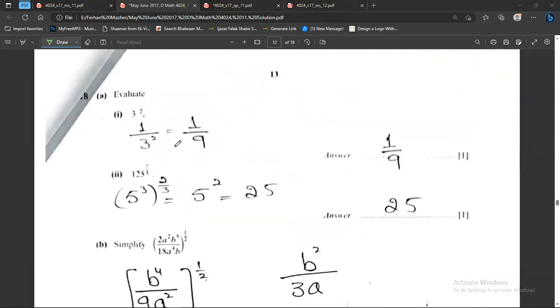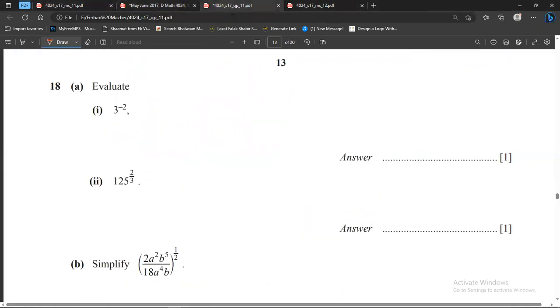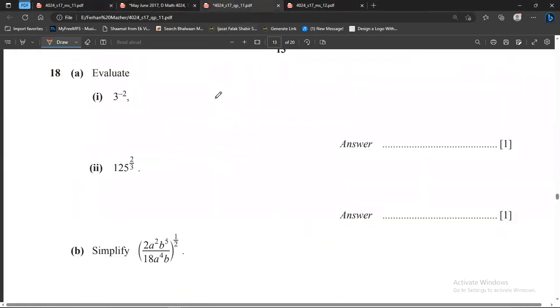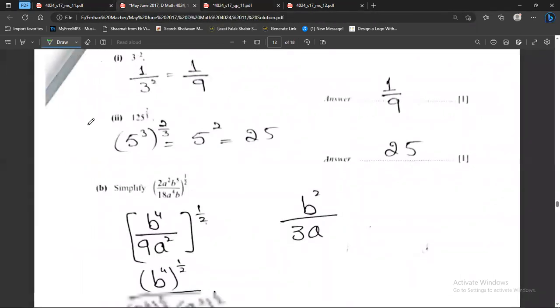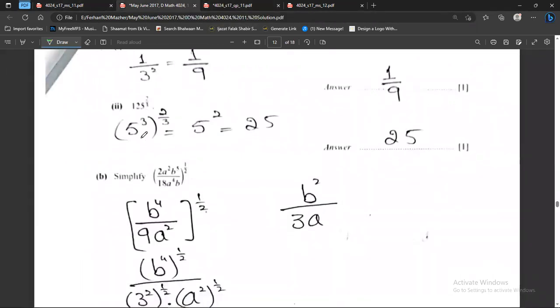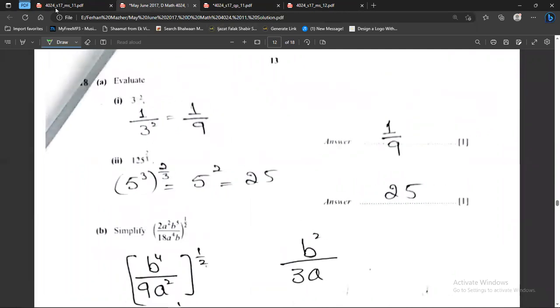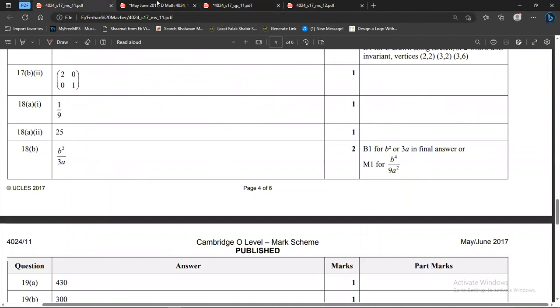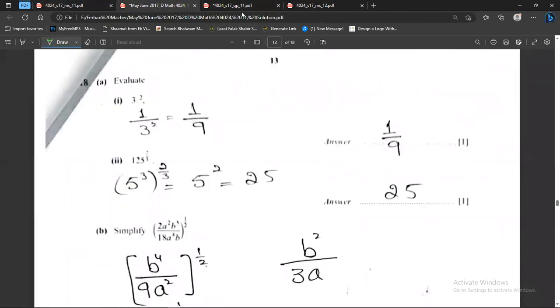Then we have question number 18A, second part, 125 raised to power 2 by 3. In the place of 125, I can write 5 cube. So 3 will be cancelled. So you will have 5 square, and that is 25. So the value is 25. That is right.